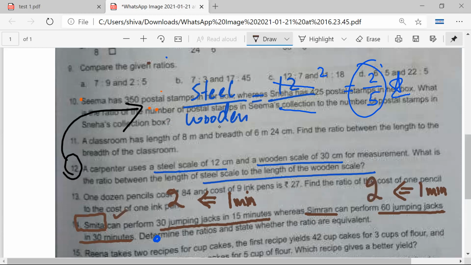So both Smita as well as Simran can do the ratio of time in minutes to jumping jacks. Here it is 1:2 and here also it is 1:2. So determine the ratios and state whether the ratios are equivalent. So both the ratios are equivalent. Any doubt about this? No.